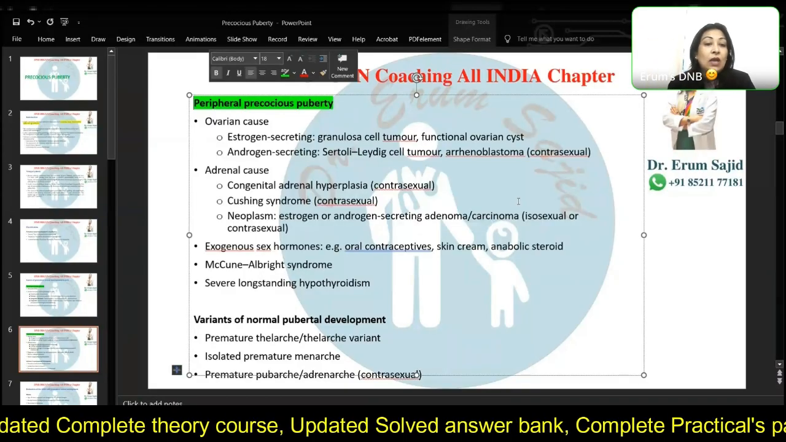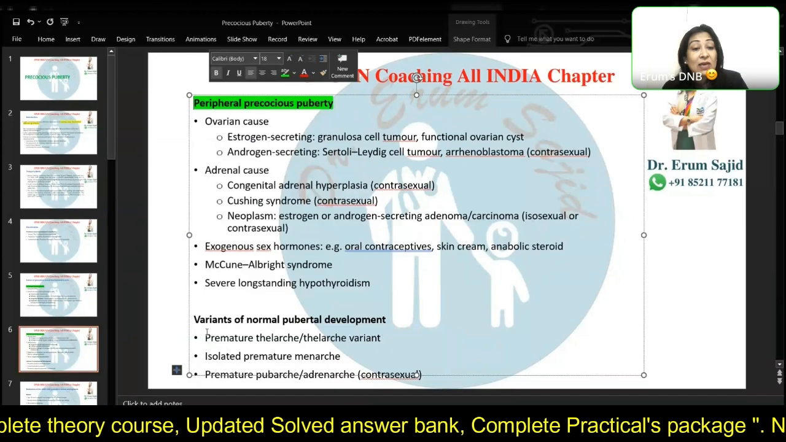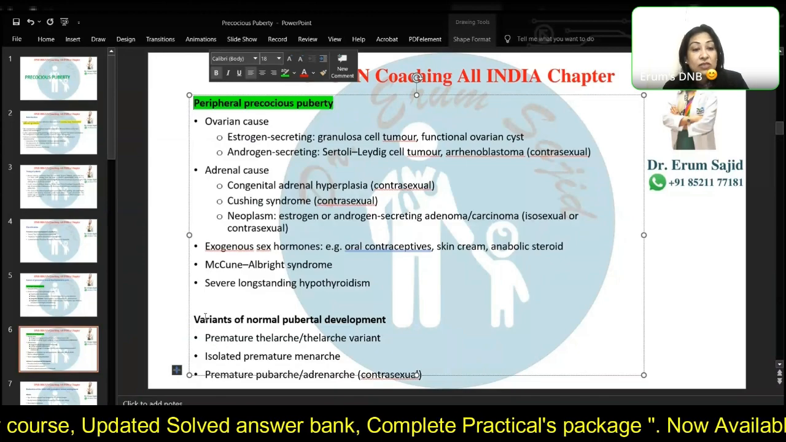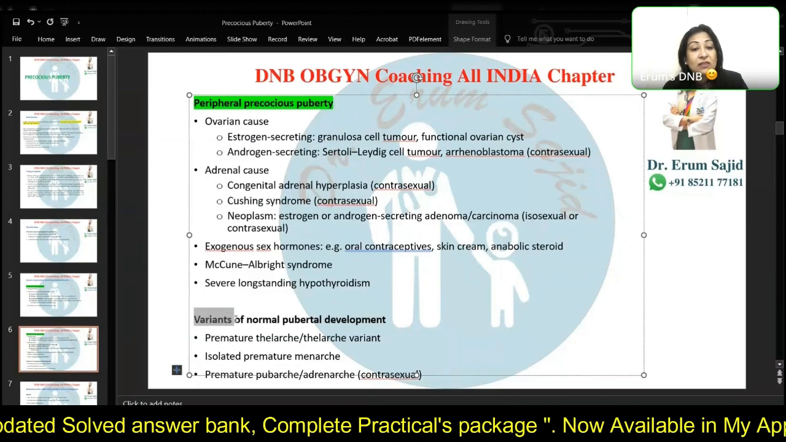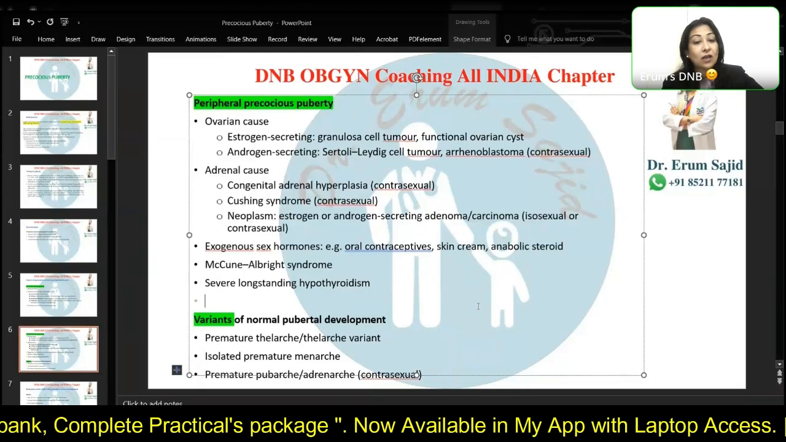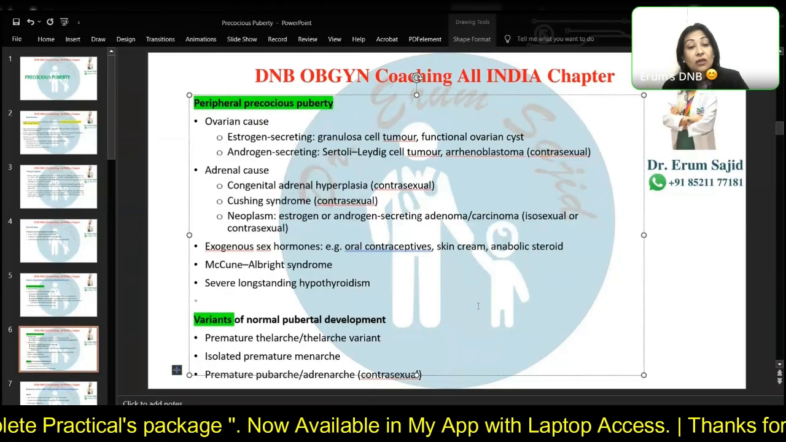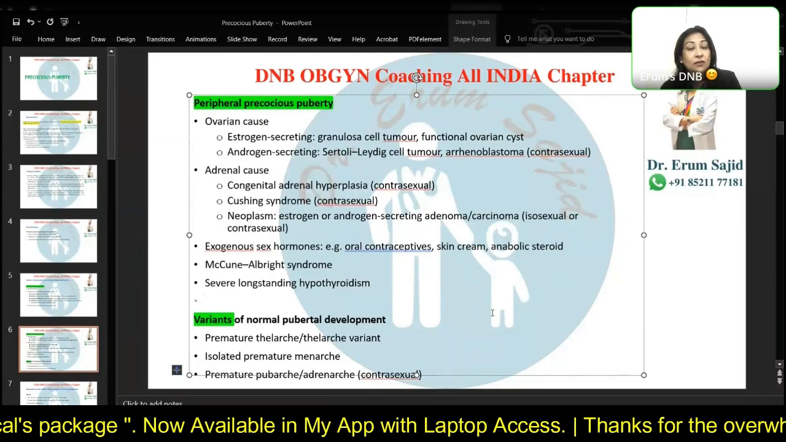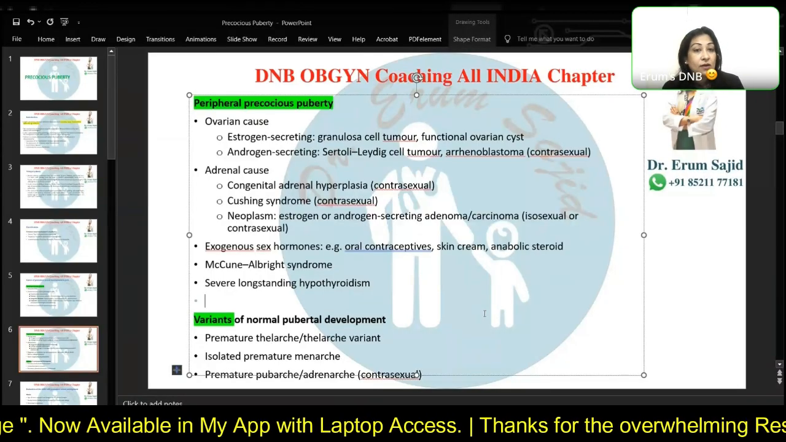Remember these four. Then you have variants of normal puberty. That means either you have premature, see, I'm writing down variants. So variants means I'm talking about either thelarche or menarche or just two together, pubarche, adrenarche, but not menarche.